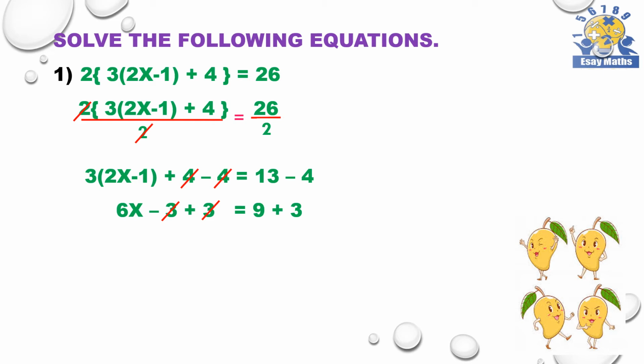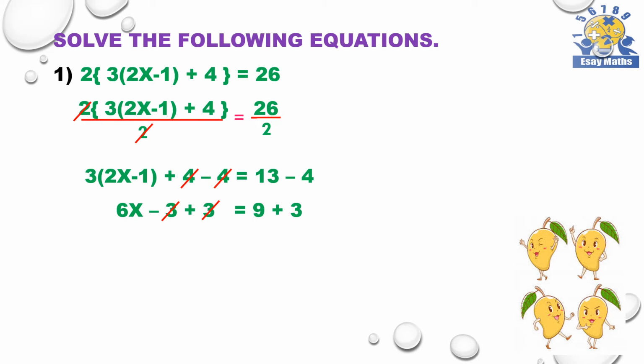Then we should remove the brackets. 3 into 2, 6. So 6x minus 3 into 1, 3. So 6x minus 3 equals 9. To remove that minus 3, we should put plus 3 for both sides.